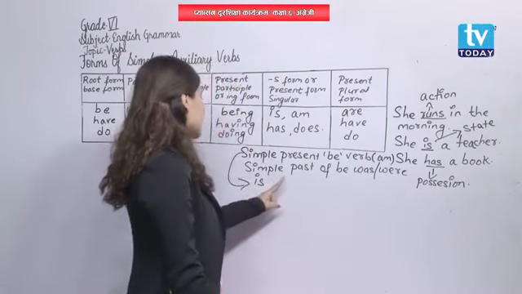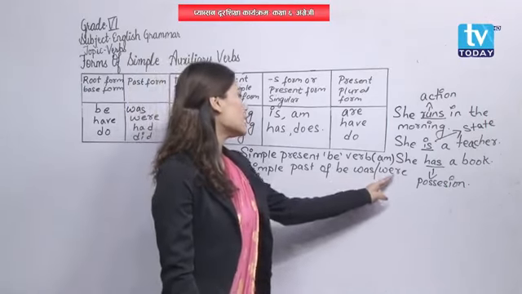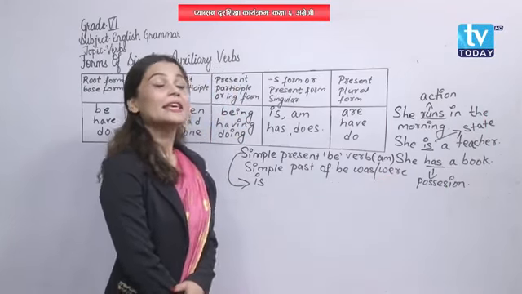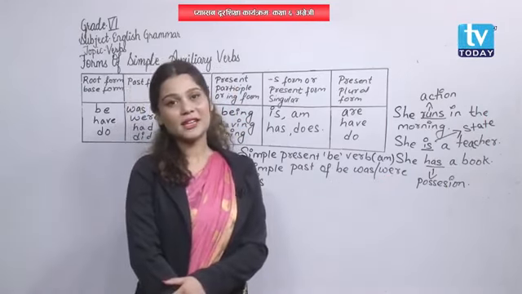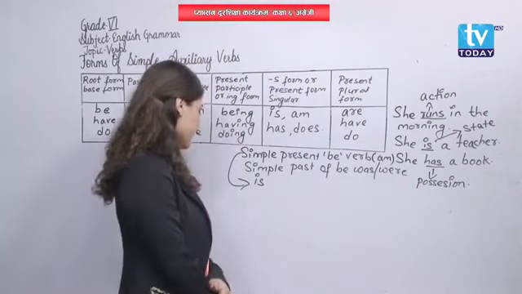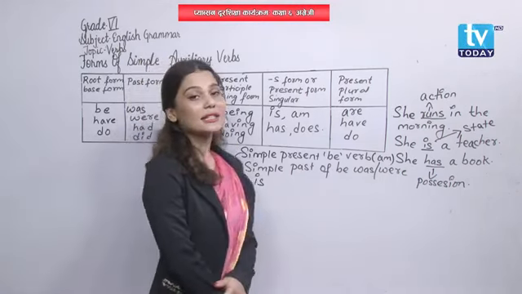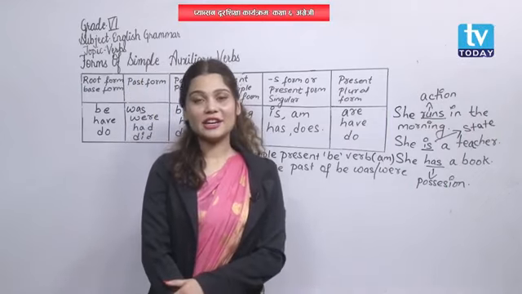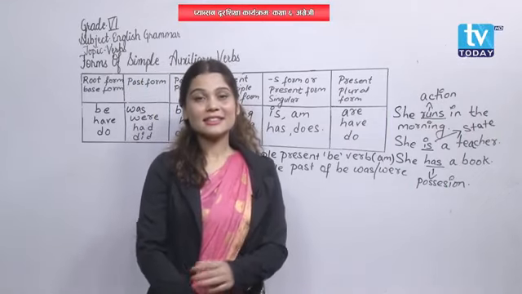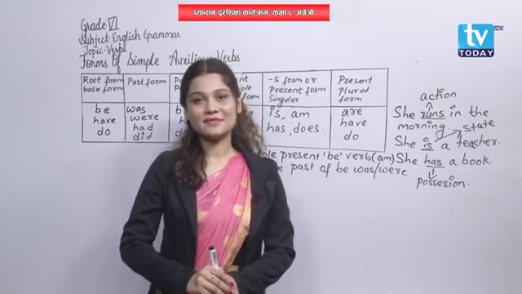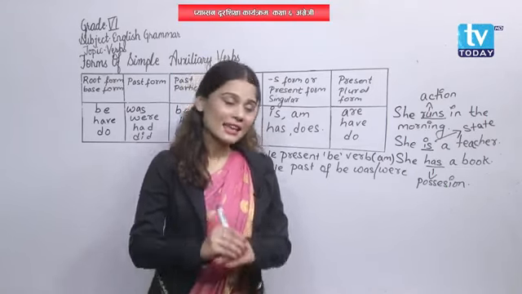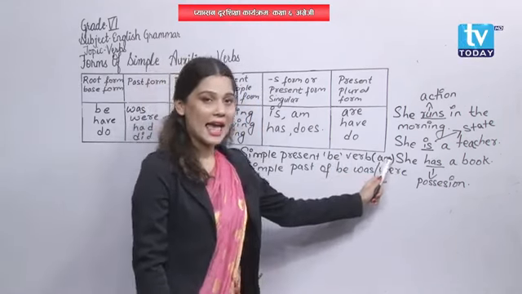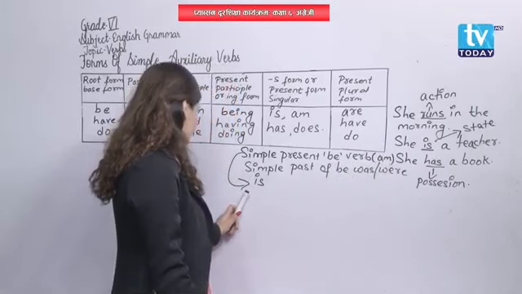Another one is simple past of be, was, were. What will be the example here? He was a teacher. She was a teacher. Hem was a captain. Rita was a basketball player. Sam was a football player. Yes or no? Yes.